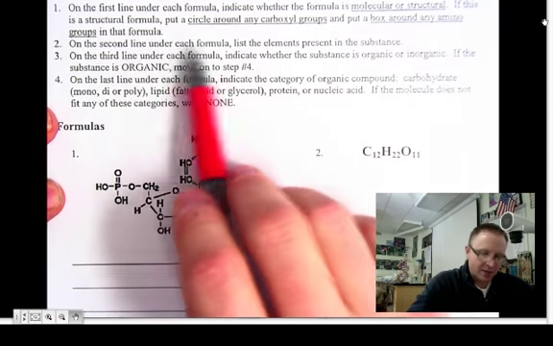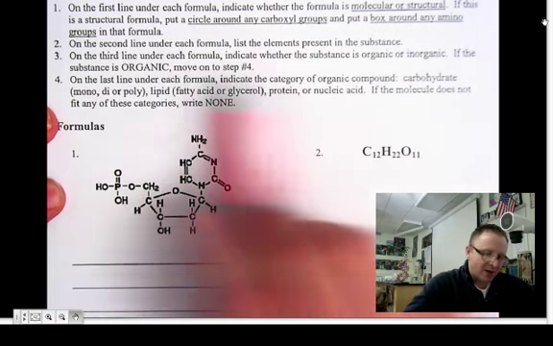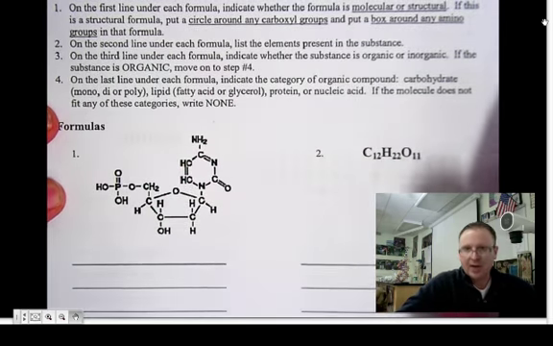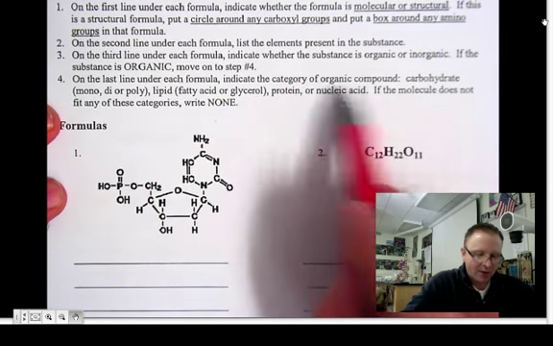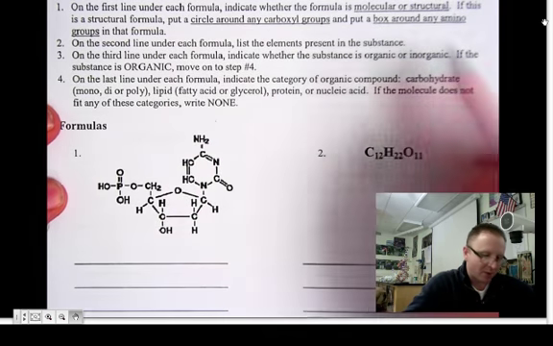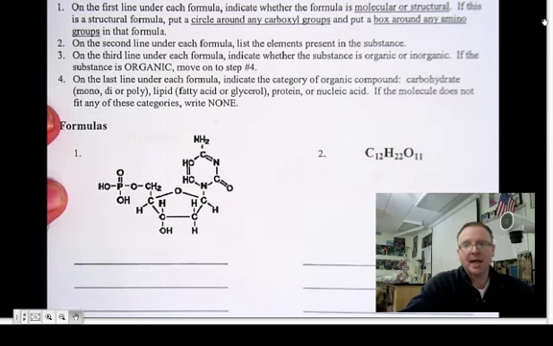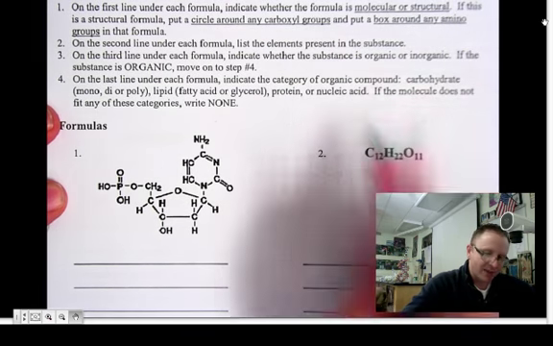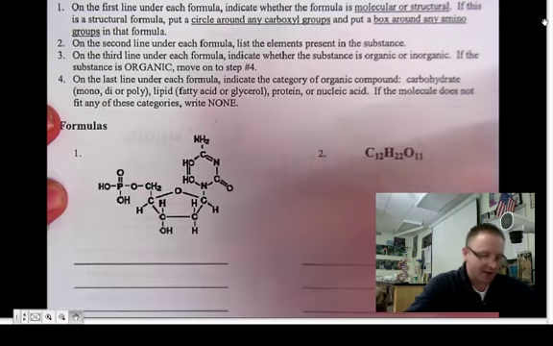And then on the second line, under each formula, we want to list the elements present in that substance. On the third line, we're going to indicate whether the substance is organic or inorganic. And then finally, on the last line, we want to indicate the category of organic compound, such as carbohydrate, lipid, protein, or nucleic acid. But then we also want to be as specific as possible. On your exam, the more specific you are with your description of the molecule, the more points you'll earn on each of those questions. So if it's a carbohydrate, you're going to want to tell me, is it a monosaccharide, a disaccharide, or a polysaccharide, for instance?